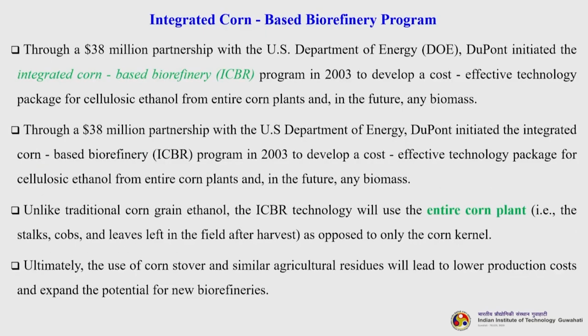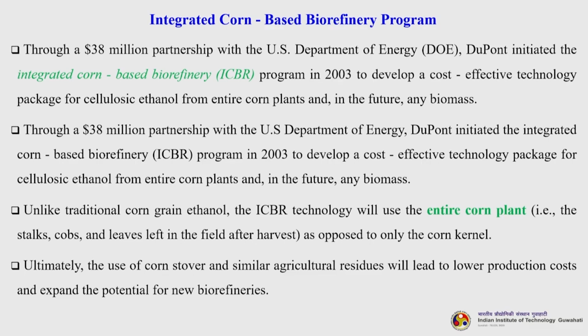The first one is the integrated corn based biorefinery program. Through a 38 million partnership with the US Department of Energy, DuPont initiated the integrated corn based biorefinery program in 2003 to develop a cost effective technology package for cellulosic ethanol from entire corn plants. Please note down again, entire corn plant, right, and in the future any biomass. So, they wish to develop such a protocol, which they have already developed, so they can process multiple feedstocks.